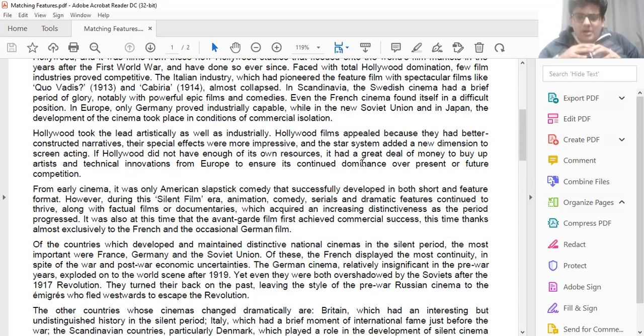The German cinema, relatively insignificant in the pre-war years, exploded onto the world scene after 1990. Yet, even they were both overshadowed by the Soviets after the 1917 revolution. They turned their back on the past, leaving the style of the pre-war Russian cinema to the émigrés. That's a certain name for the immigrants who go outwards, who escape their own country to another place for a certain particular reason, who fled westwards to escape the revolution.